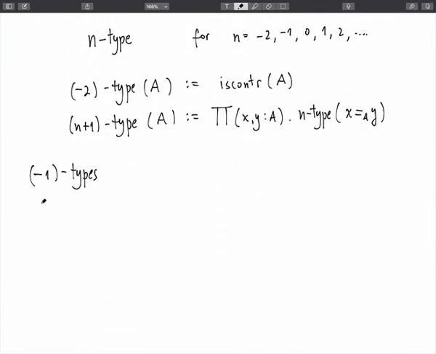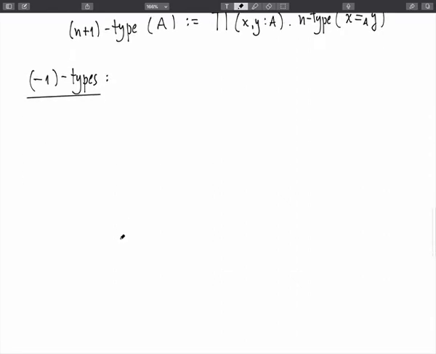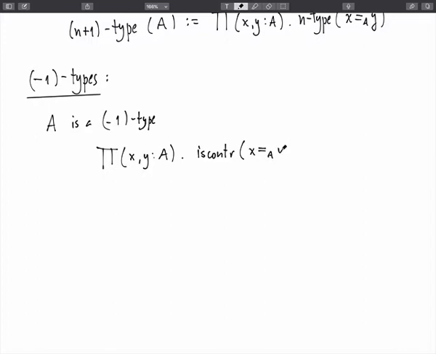Okay, so what about -1 types? Let's see what these are. Let's write down explicitly what it means. So A is a -1 type when we can produce a point in the product over x, y in A of is-contractible (x equals_A y). I just plugged in the definition for -1 and unrolled it.